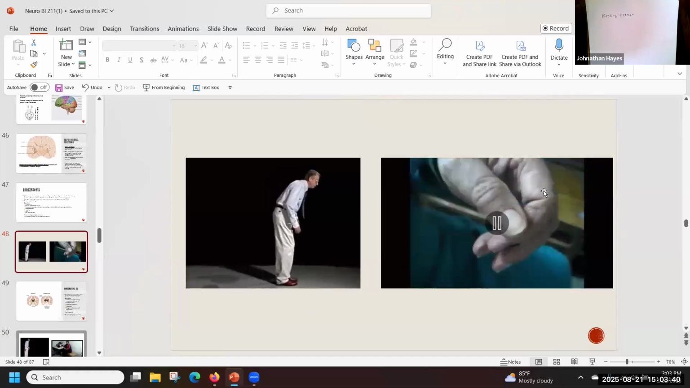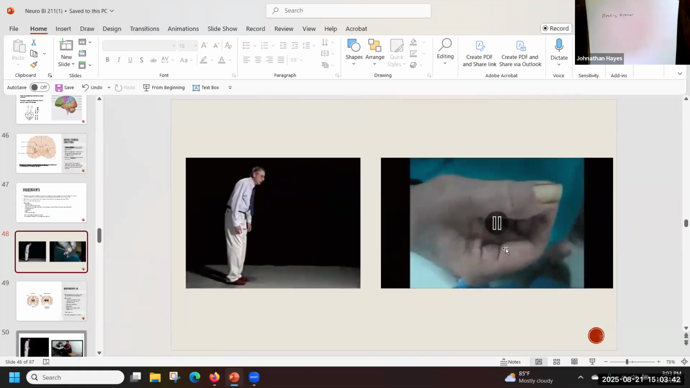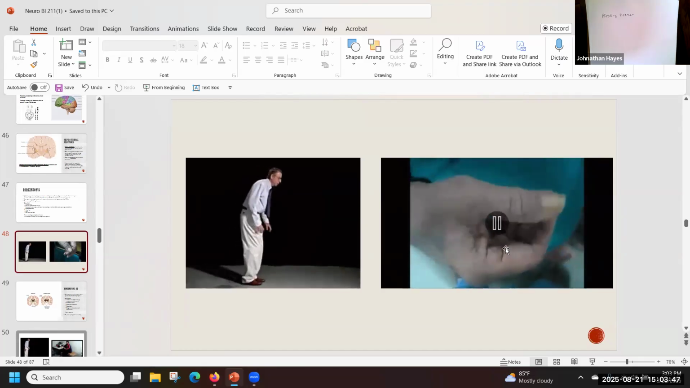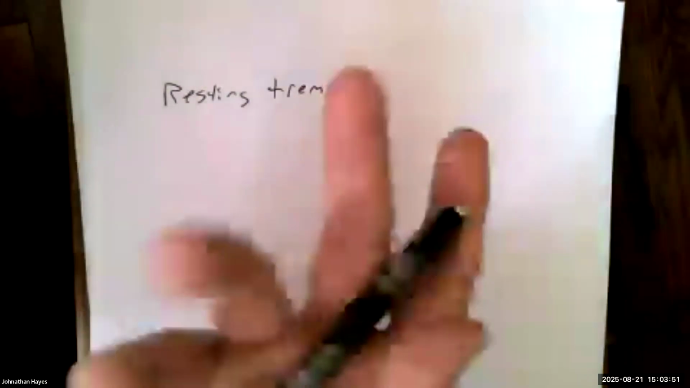And then here, this is the classic, what's called pill rolling tremor over here on the right. And the reason they call it a pill rolling tremor is because it almost looks like you got something in your hand that you're kind of shaking around. Like if I had a little marble or a pill in my hand, it looks like I'm shaking it around, like keeping it moving around in that little area right there. So that's why they call it that.